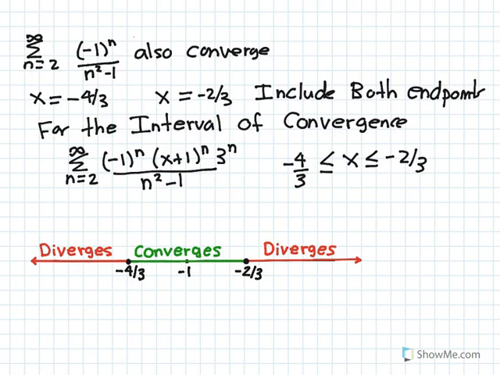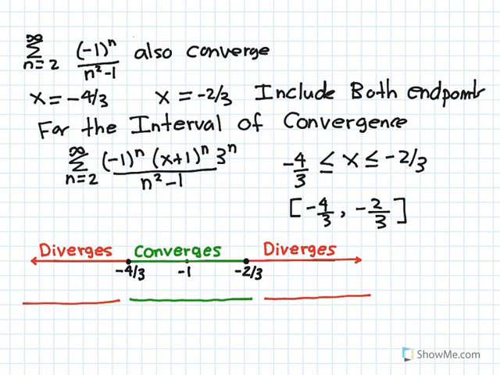That means for all values of x in this interval, the power series has a finite sum. We can also write it in interval notation. So a square bracket, that means include negative 4/3, comma, negative 2/3. Also include the right hand point as well, the right endpoint. So we have drawn a diagram for the interval of convergence. So for all x values between negative 4/3 and negative 2/3, the power series converges. For values of x larger than negative 2/3, the series diverges. And for values of x less than negative 4/3, the series diverges as well.